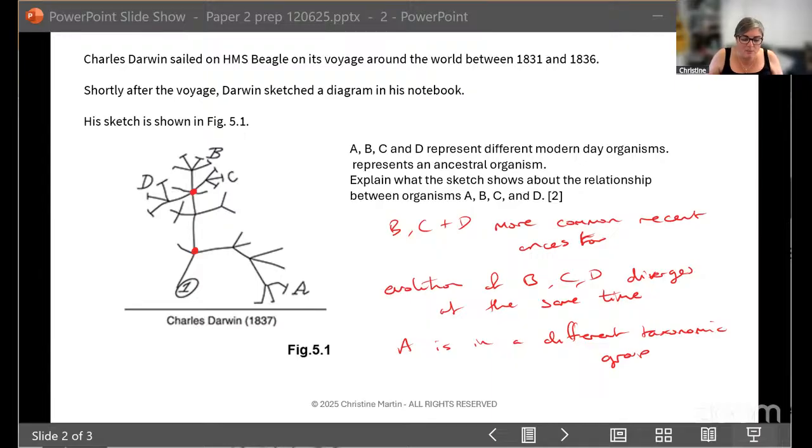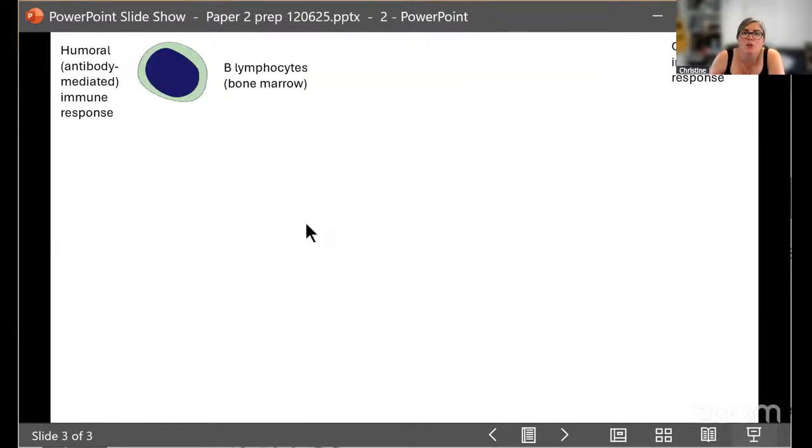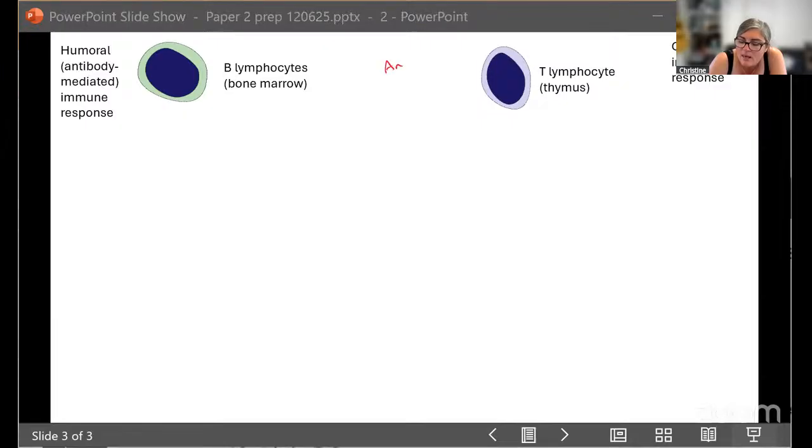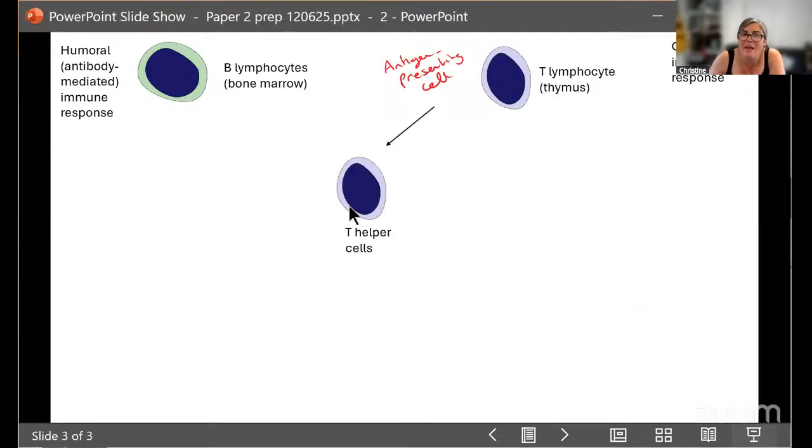If we're looking at the specific immune response, looking at whether it's cell mediated or humoral, the cell mediated side of things is where our T lymphocytes are going to encounter an antigen presenting cell. And that antigen presenting cell is going to result in our T helper cells being activated when they encounter an antigen presenting cell.